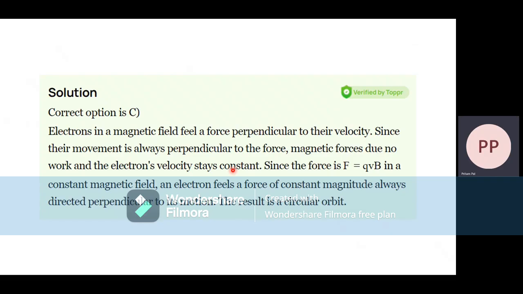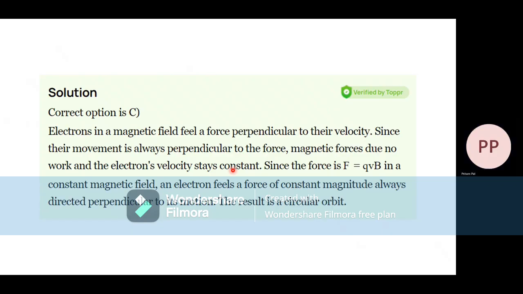Okay. So since the movement is always perpendicular to the force, the magnetic force does no work, and the electron's speed stays constant. As no work is done, there is no change in the magnitude of the velocity, I mean the speed. That's why delta E, which is half m times change in v squared, is zero. So v is not changed, v is conserved. So that's why the speed stays constant.